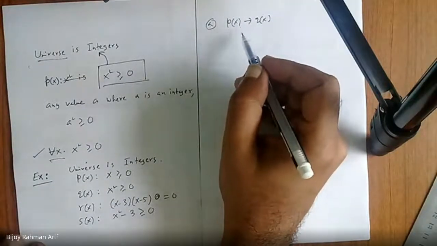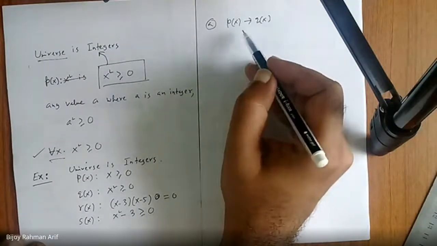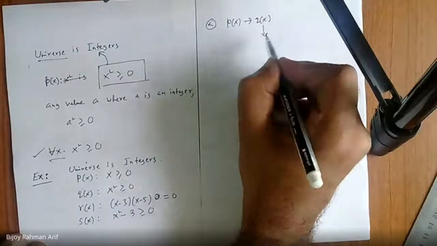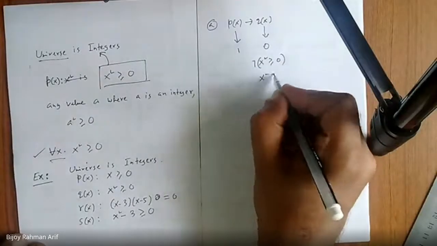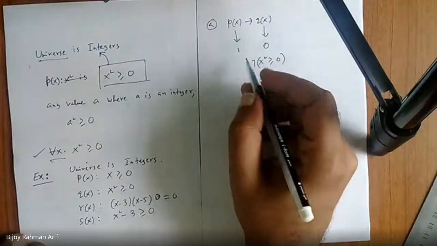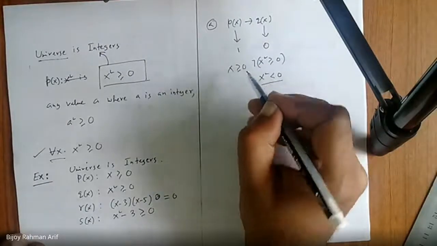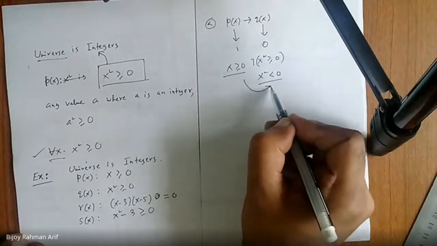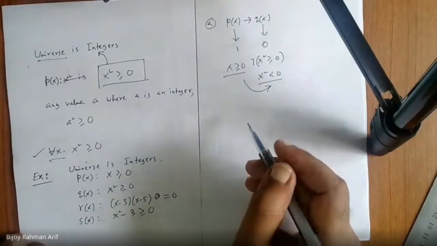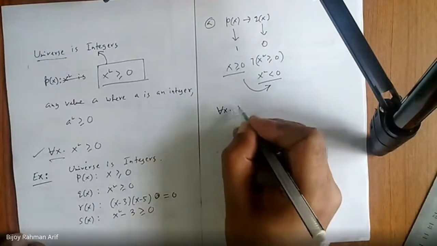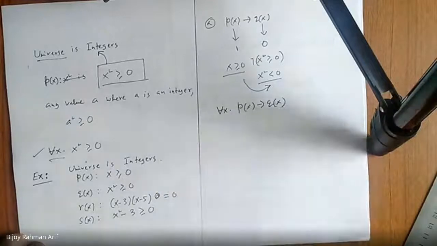When would this become false? When P(x) is 1 and Q(x) is 0. That time only it is false. Now Q(x) is false. What is the meaning of this? Q(x) is false means x squared greater or equal to 0 is not true. That means x squared is smaller than 0. Am I right? And what is P(x) being 1? This means x greater or equal to 0. But we know that whenever x is greater or equal to 0, x squared is not smaller than 0, just like the previous example. So it can never be false. So what would be the quantifier? For all x. Am I right?